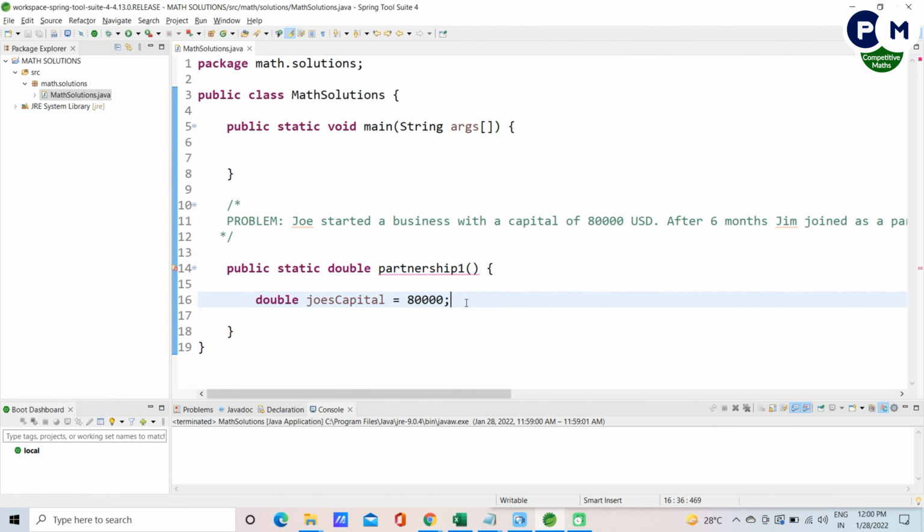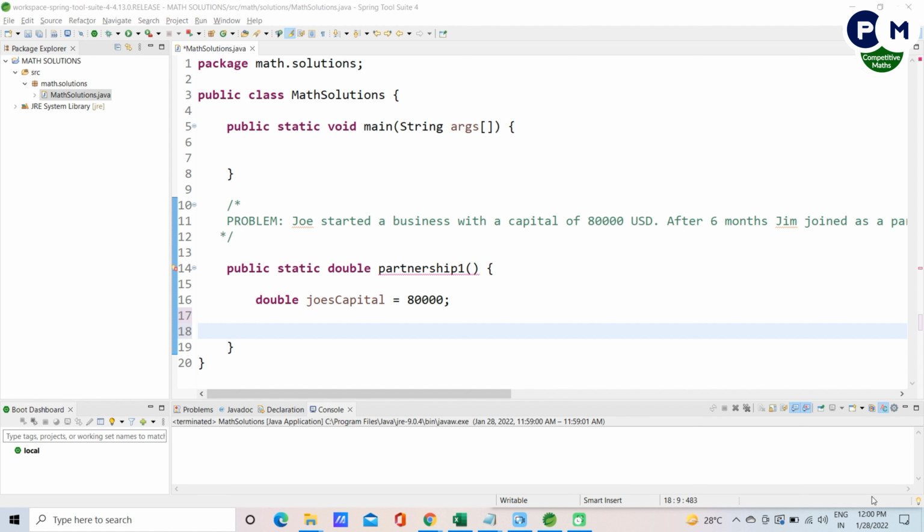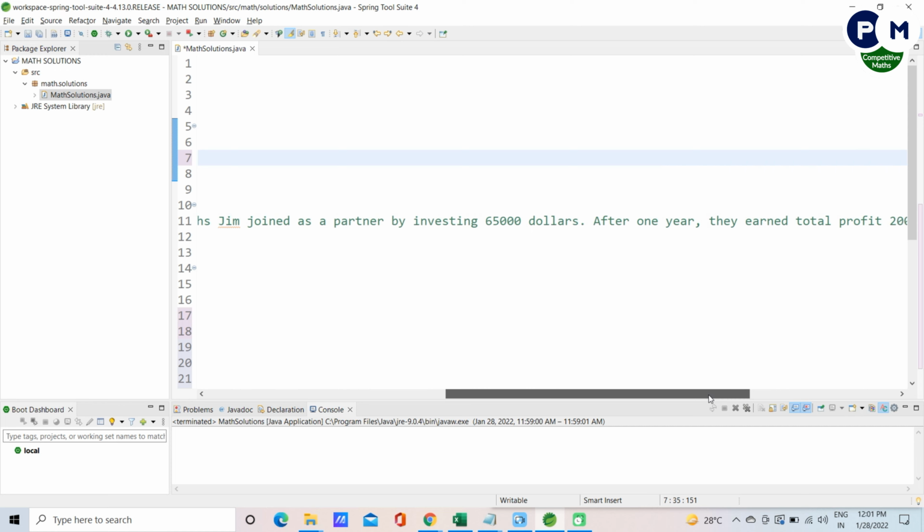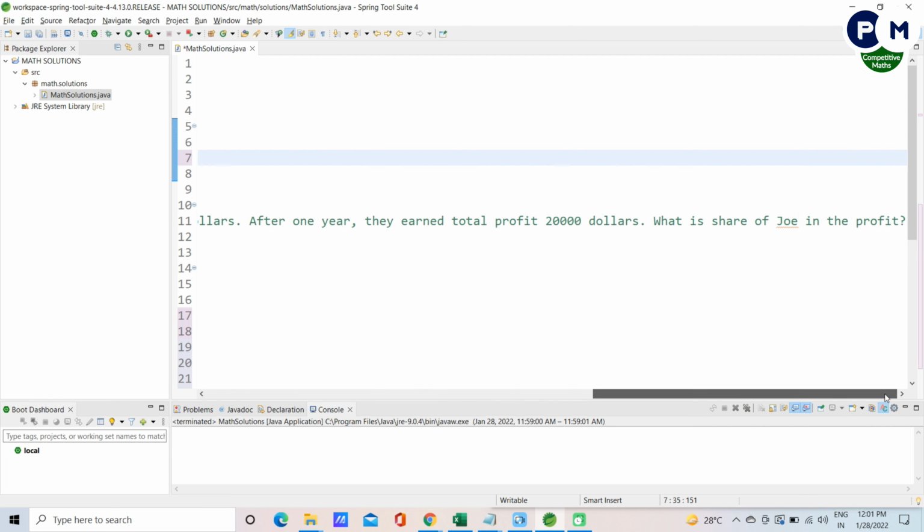Here is the problem statement. I am going to define a new method for determining Joe's share for the earlier solved problem 1. Define Joe's capital, Jim's capital, Joe's time, Jim's time, and profit earned member variables and initialize them.